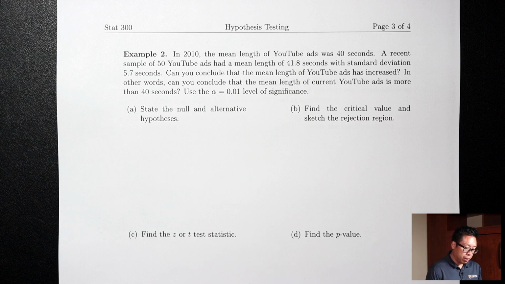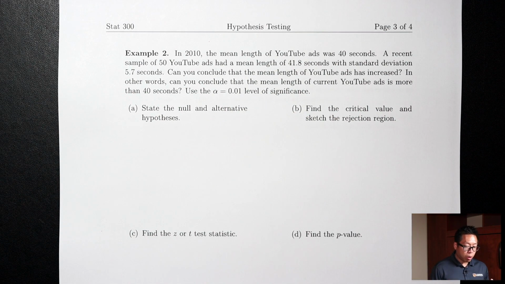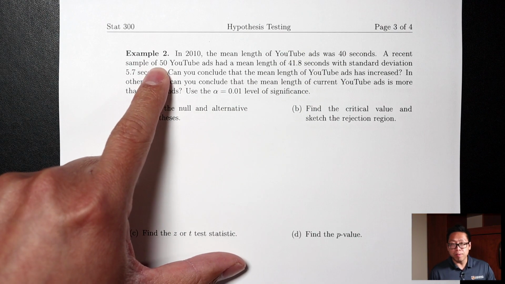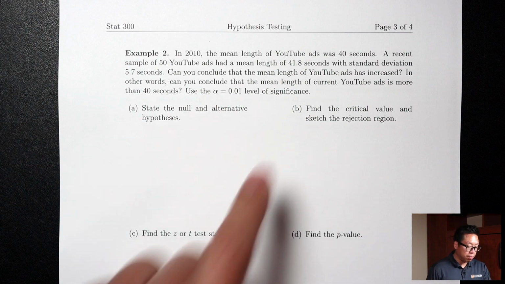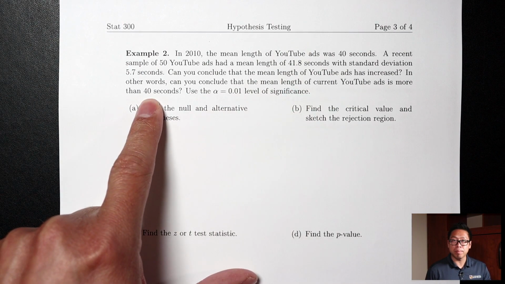In 2010, the mean length of YouTube ads was 40 seconds. A recent sample of 50 YouTube ads had a mean length of 41.8 seconds, with standard deviation 5.7 seconds. Can you conclude that the mean length of YouTube ads has increased? In other words, can you conclude that the mean length of current YouTube ads is more than 40 seconds? Use the alpha equals 0.01 level of significance. So the question is, from our sample of just 50 YouTube ads, can we say that if we were to look at all the YouTube ads, that the mean is more than 40?